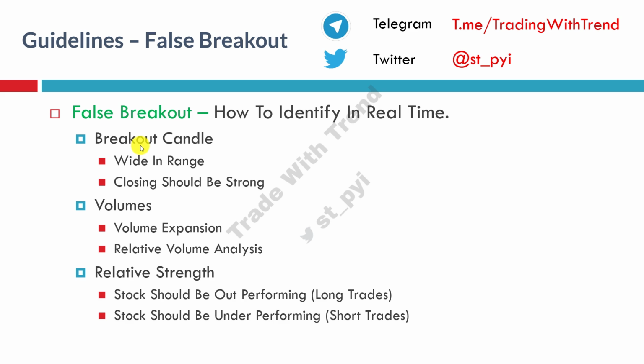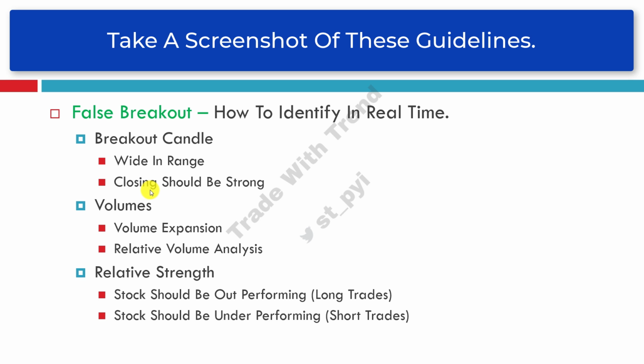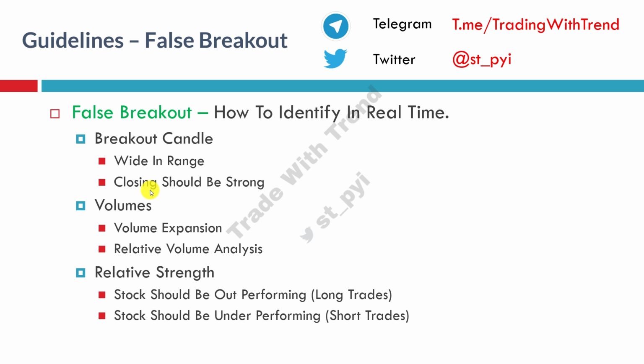So the first main guideline is about the breakout candle. Here you need to pay attention to the width of the candle and also how the candle is closing. Make sure that for a bullish candle, too much of wick is not present, and make sure for a bearish candle, tail should not be present.